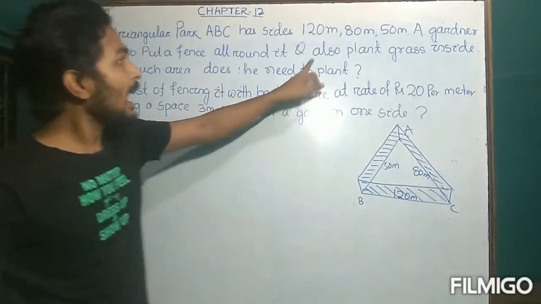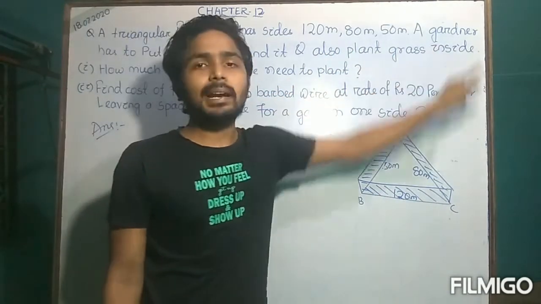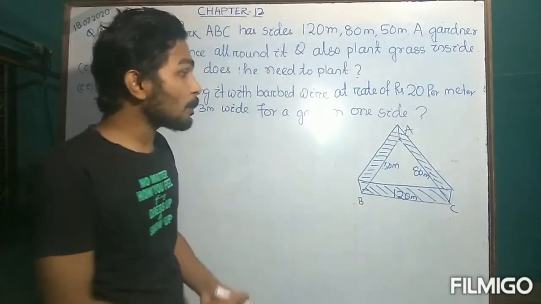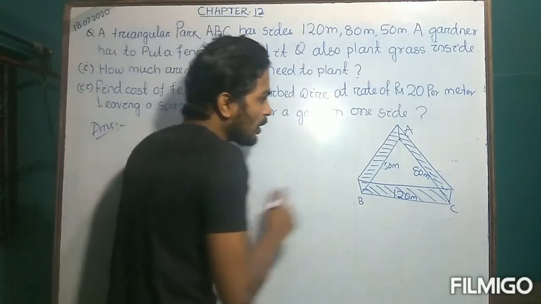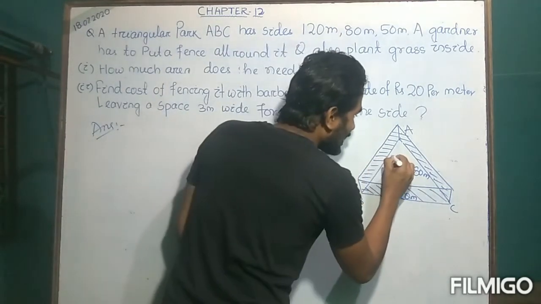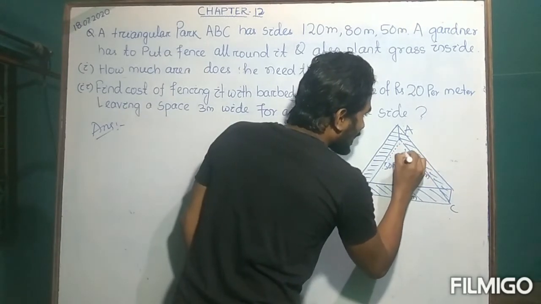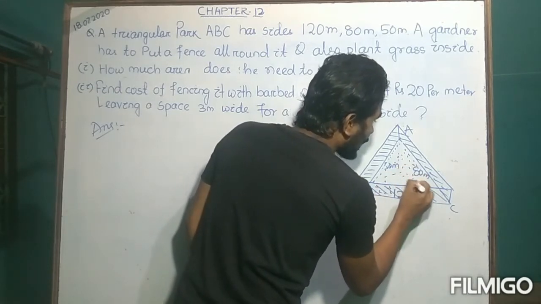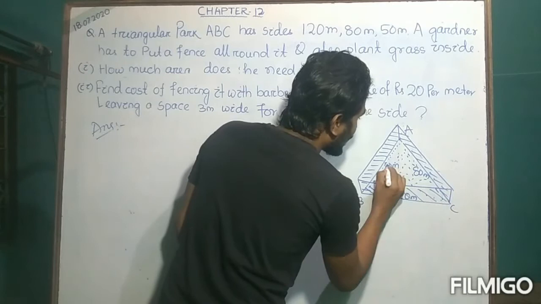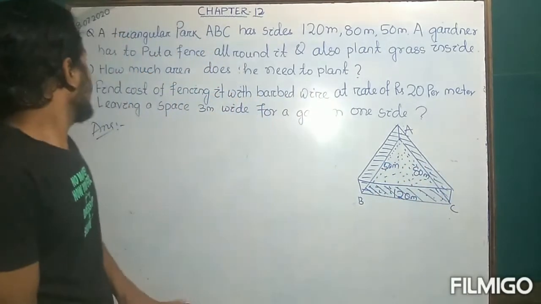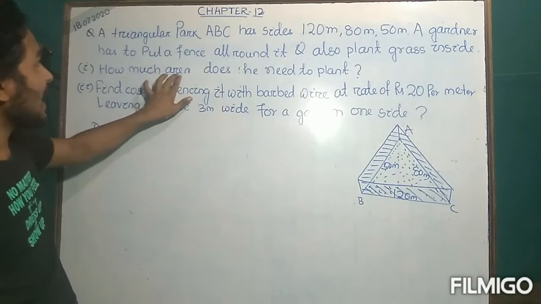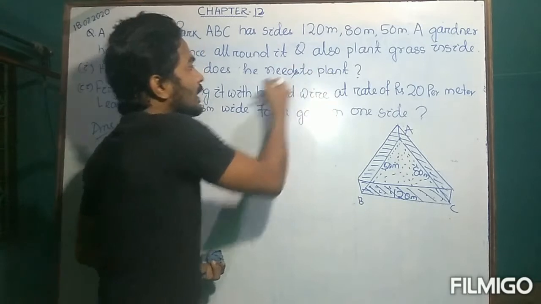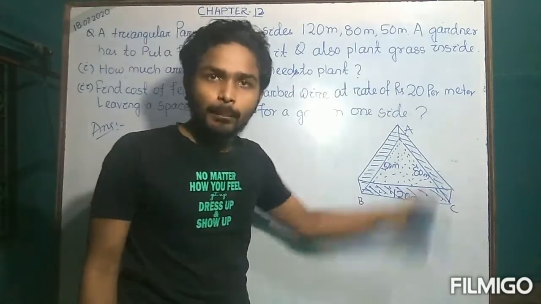Now, and also plant grass inside. He not only fences the garden around all its three sides but also plants grass. And we know the planting of grass is possible only inside this garden. This is the inside of the garden and he has to plant grass inside this garden. Clear? Now, how much area does he need to plant?